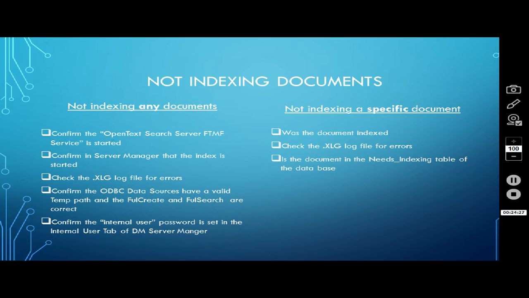Like a text reader error is basically, the index can't understand that file type. So if you put a WAV file in and set it to index, it's never going to understand that because it's not a text file.